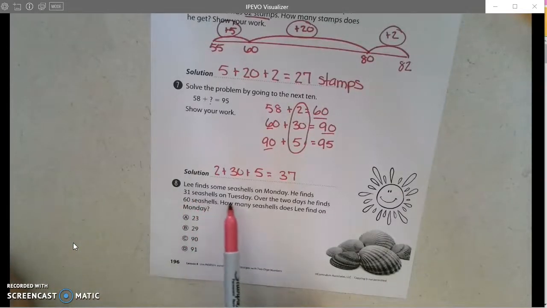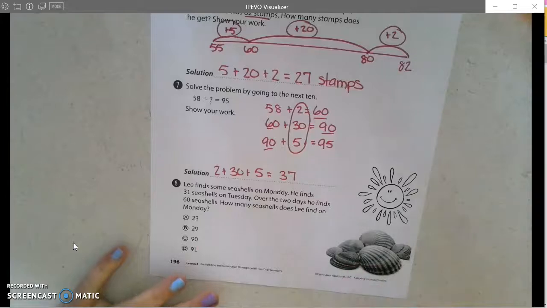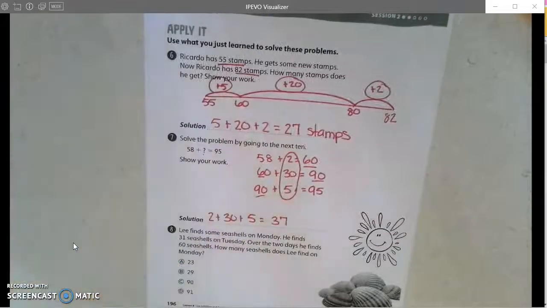All right, let's look at this last one. Lee finds some seashells on Monday. He finds 31 seashells on Tuesday. Over the 2 days, he finds 60 seashells. How many seashells does Lee find on Monday? So, go ahead, pause. Try doing one of these two strategies to help you figure this out. Okay?